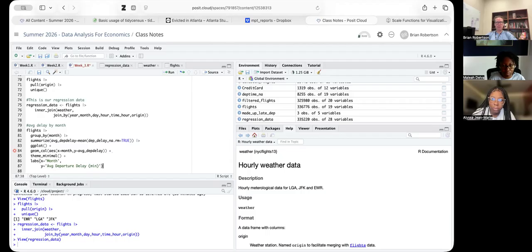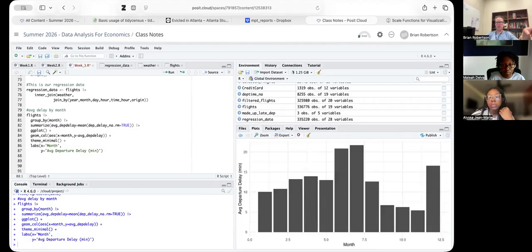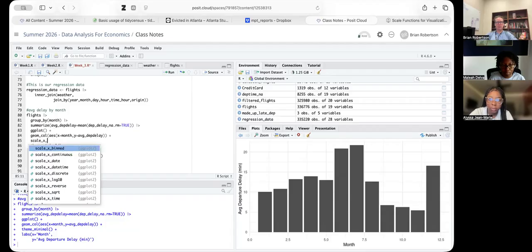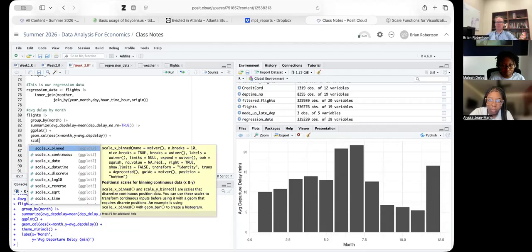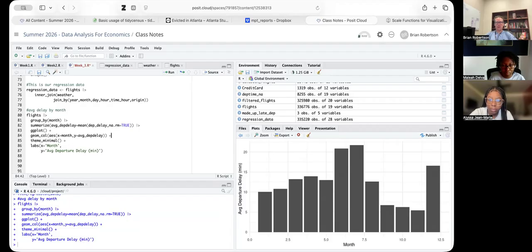And if I run that, I should get a bar plot. X-axis is the month, y-axis is the departure delay. And if I hit that, it's exactly what I get. So if you run your stuff, that's what you should get. And for right now, we're going to ignore this stuff here. Actually, let's do this. Scale x. Let's make this even more interesting.